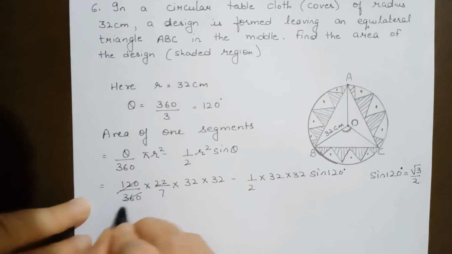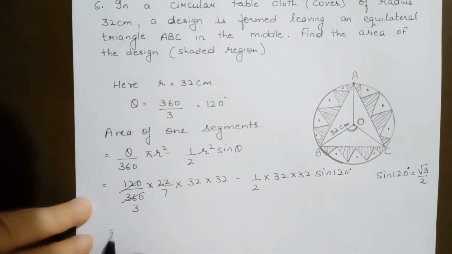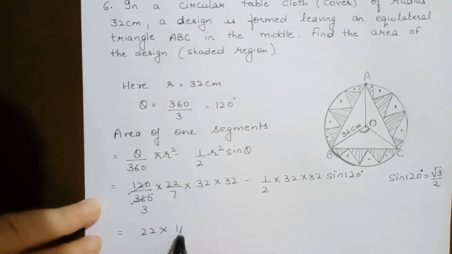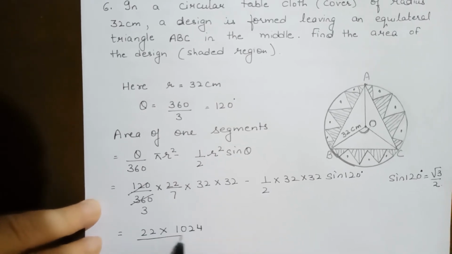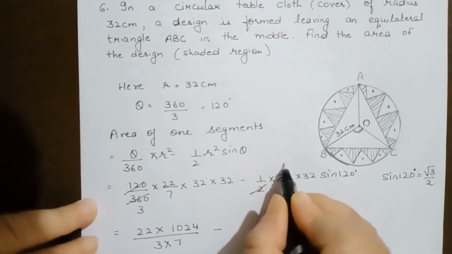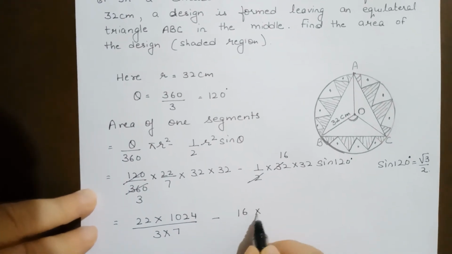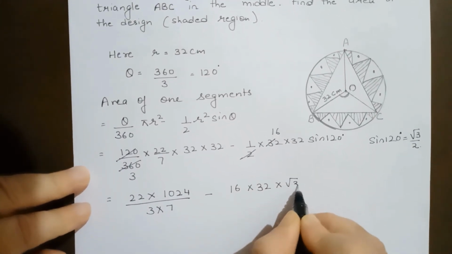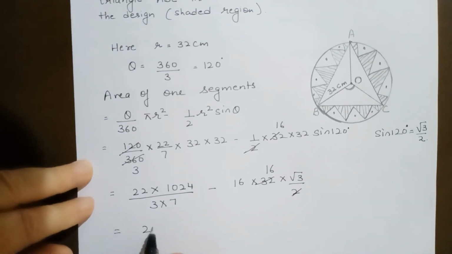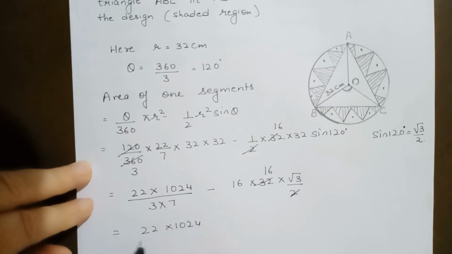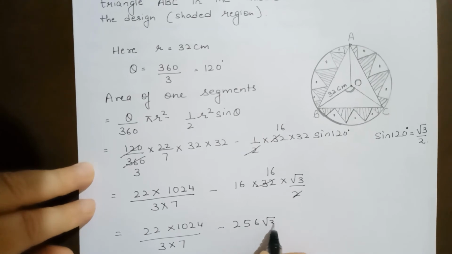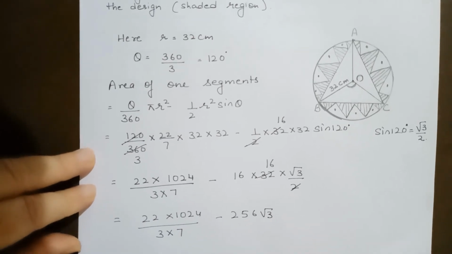So let us solve this. It will be equal to 22 into 32 into 32, which is 1024, over 3 into 7, minus 16 into 32 into root 3 by 2, which is again 16 from here. So finally we are getting this as 22 into 1024 over 3 into 7 minus 256 square root of 3. This is the area of one segment.